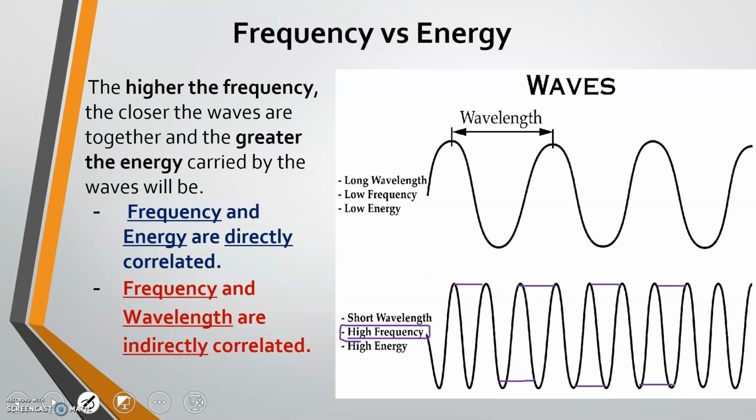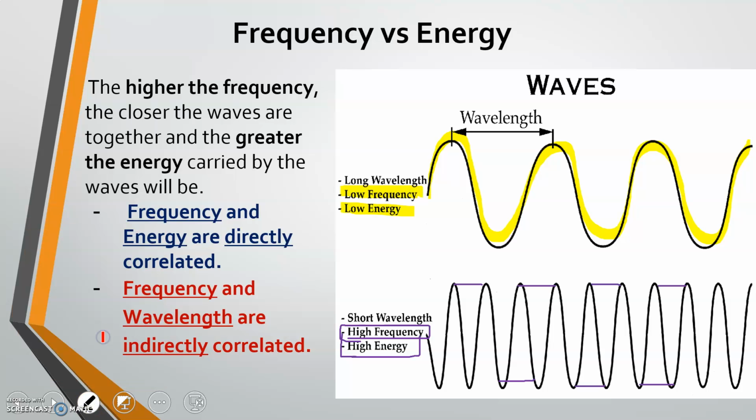And high frequency waves have high energy. So they have a lot of energy. So frequency and energy are directly correlated. That means that if you have high energy, you have high frequency. On the other hand, if you have low frequency, like this wave up here, this one has low energy. There's less waves here. This one has low frequency, low energy.